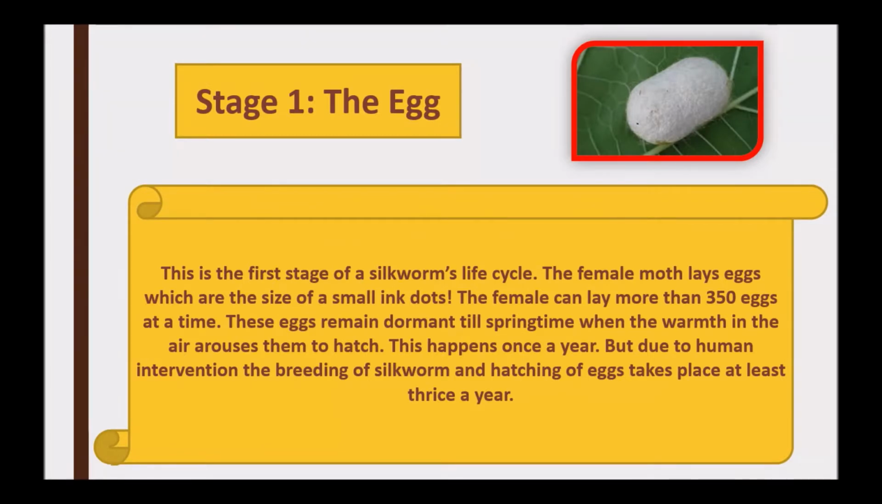The first stage is the egg. This is the first stage of a silkworm's life cycle. The female moth lays eggs which are the size of small ink dots. The female can lay more than 350 eggs at a time. These eggs remain dormant till springtime when the warmth in the air arouses them to hatch. This happens once a year, but due to human interventions, the breeding of silkworm and hatching of eggs takes place at least thrice a year.